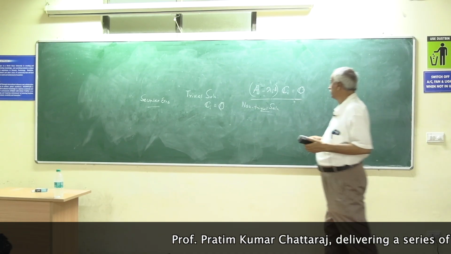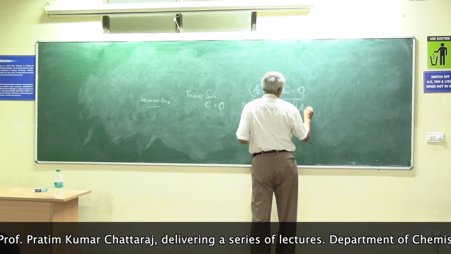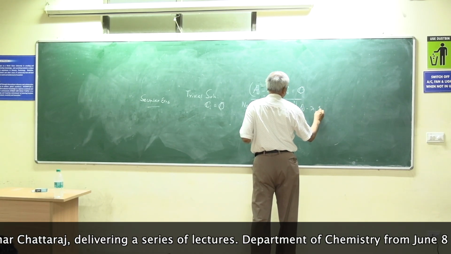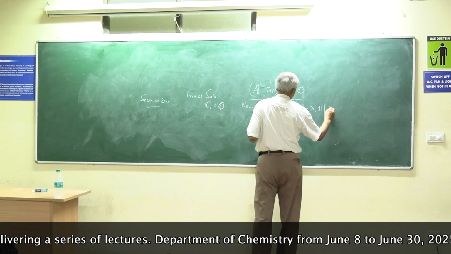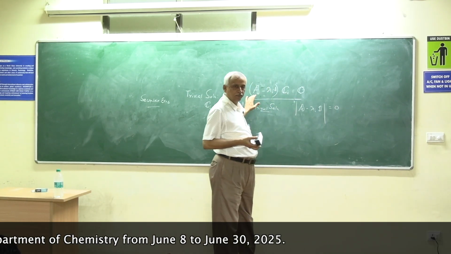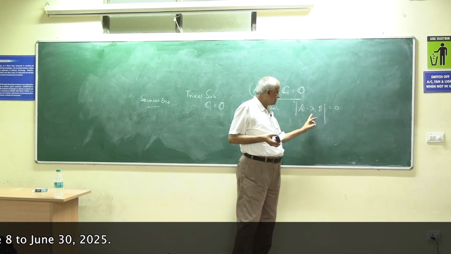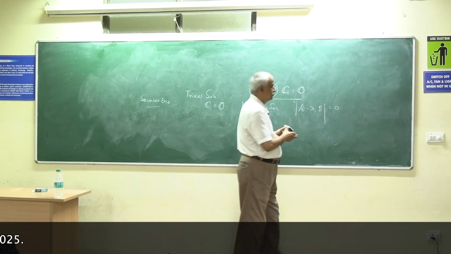Now, for a non-trivial solution, the determinant of this must be singular. That means this is called a singular matrix. So the determinant must be 0. And this determinant is called a secular determinant.